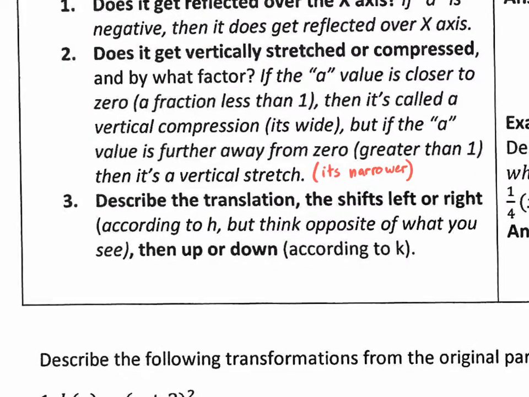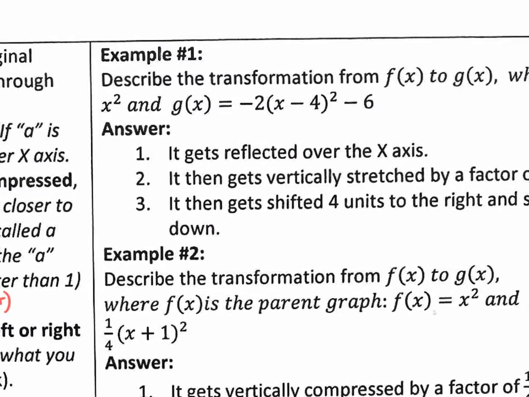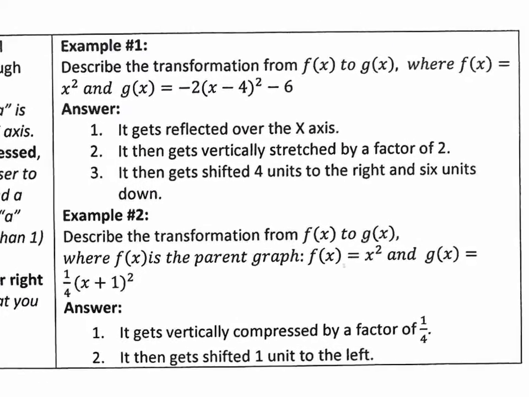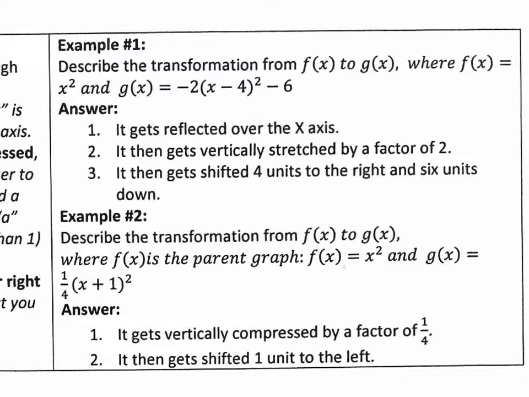And then number 3 is describe the translation. That's a fancy word that we use instead of shift, but I am going to use the word shift. I don't want to get too fancy. Translation means shift. And you describe that either left or right shift, and then the up or down shift according to h and k. You do the h first, you do the k second. Okay, so let's take a look at what type of question you might see on the test and what types of questions you're going to see right here on the homework.